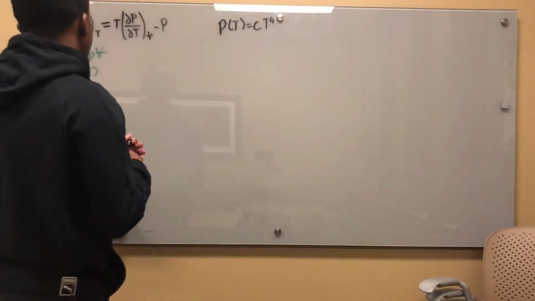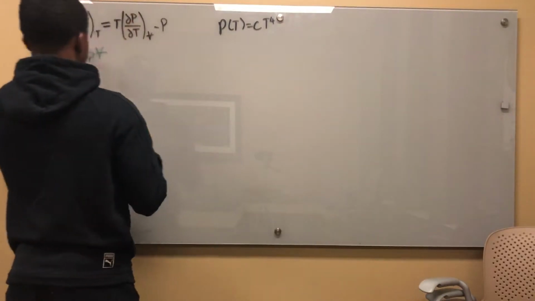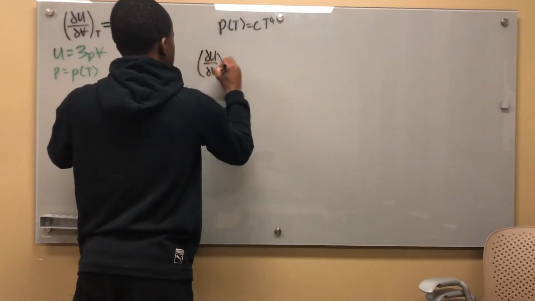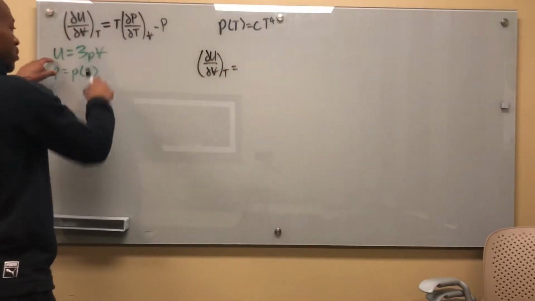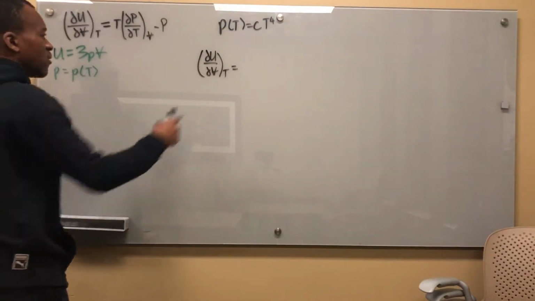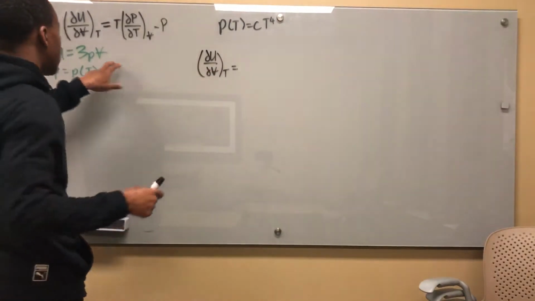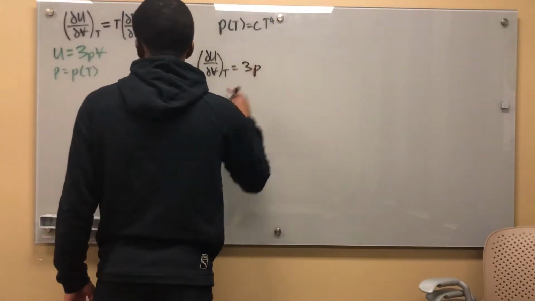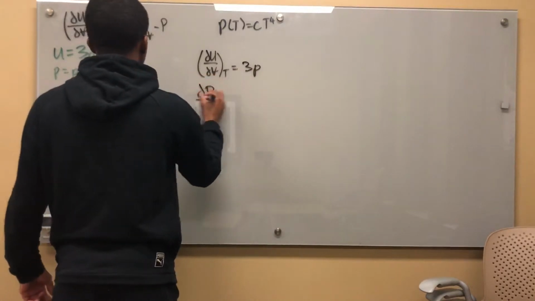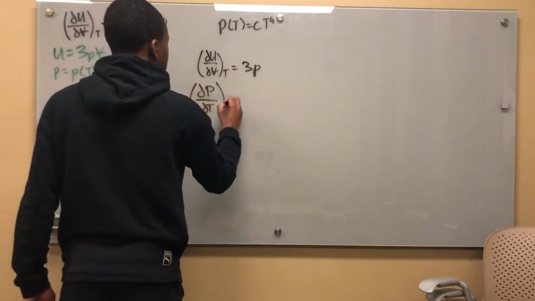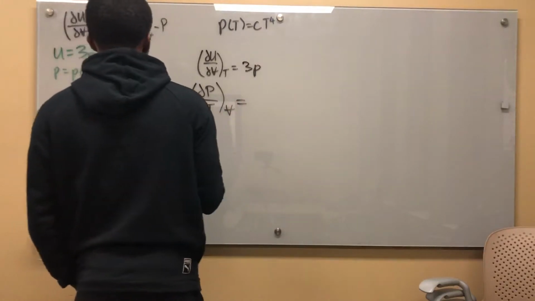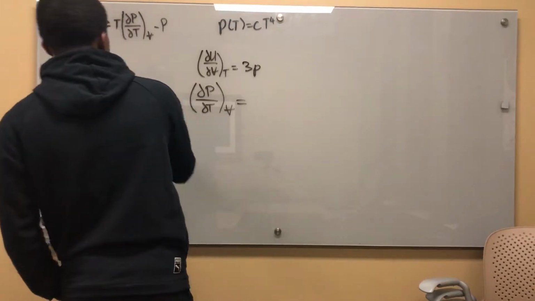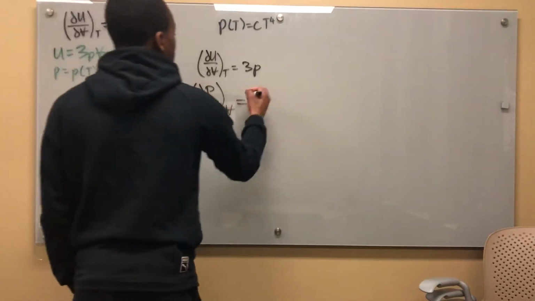So immediately what I'm going to first do is try and write this out in terms of these. So dU/dV at constant T, I have to differentiate this with respect to V at constant T. And because there's no V here, there's no T here, I don't even have to worry about that. So del U del V at constant T is simply equal to 3P. Del P del T at constant V is simply equal to, because it's only a function of T and there's no V that we're worried about, it's just basically P prime of this, okay?